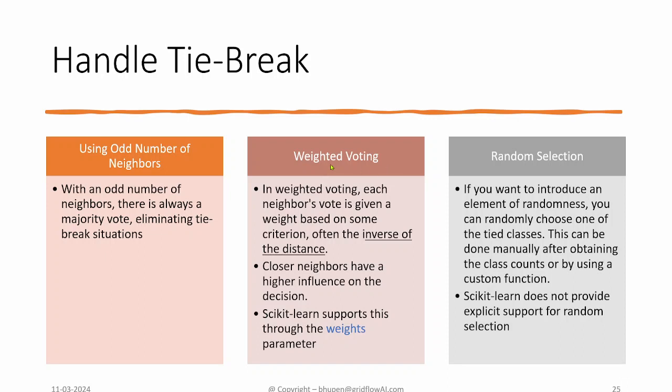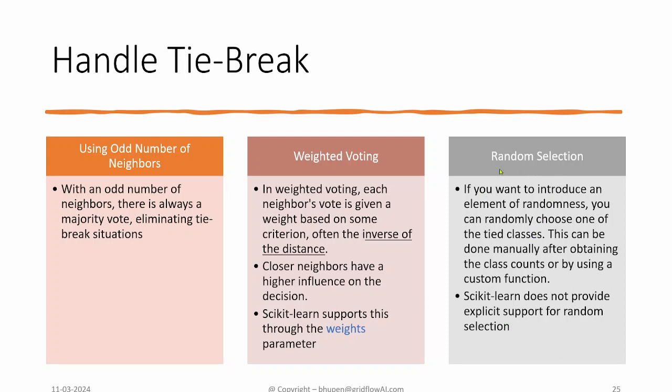So we have mechanisms like weighted voting. In this case, we look at the distances of the neighbors from the test data point, in terms of the inverse of the distance. Inverse of the distance means you reciprocate the distance, so you get a higher weightage, or a higher influence, for the samples which are closer in terms of distance. Scikit-learn supports this mechanism using the weights parameter.